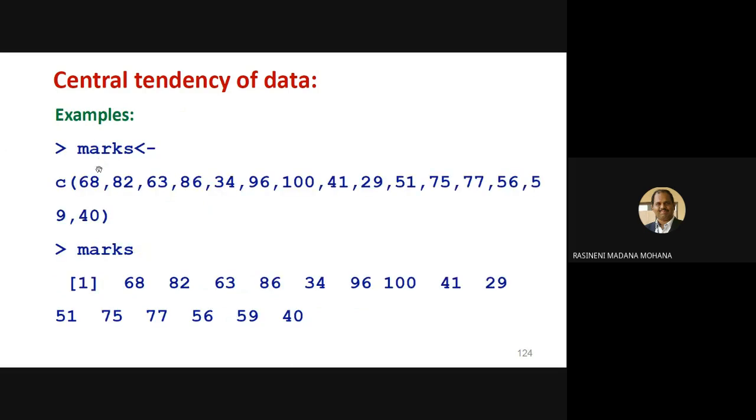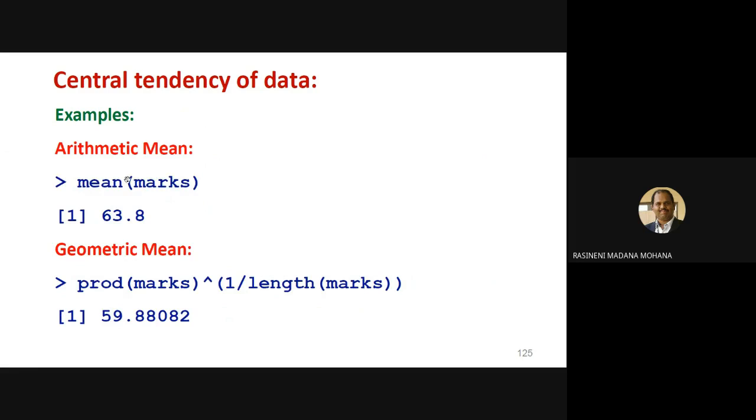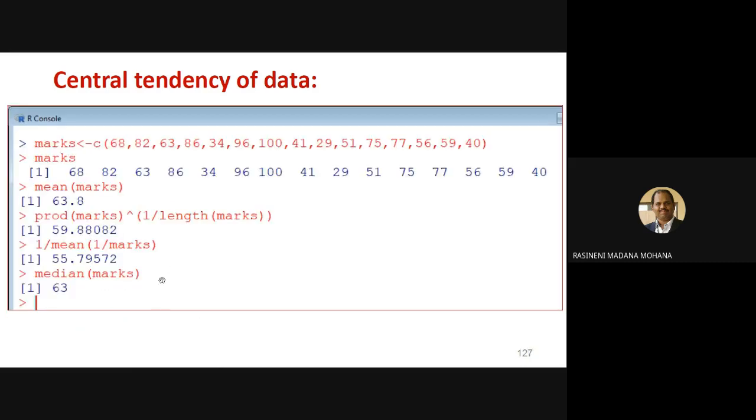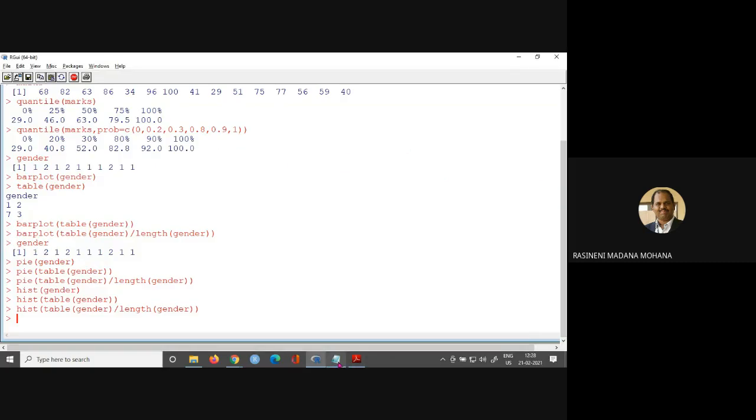Then let us demonstrate one example. Here we already created the matrix for marks. Take the same matrix here. Now you can apply all these measures. Mean of marks gives arithmetic mean. Then geometric mean, product of marks power 1 by length of marks. Then harmonic mean, 1 by mean of 1 by marks. Then median value, simply median of marks. So now let us execute all this.